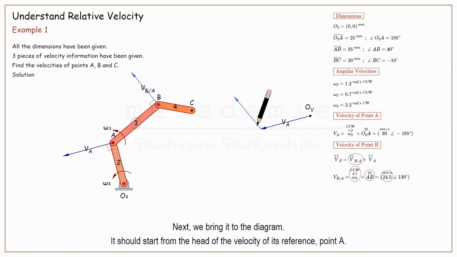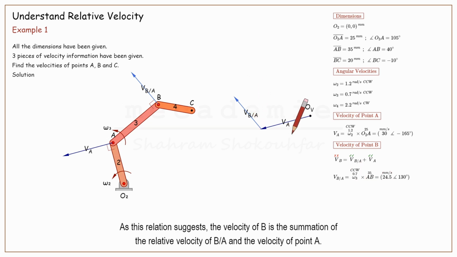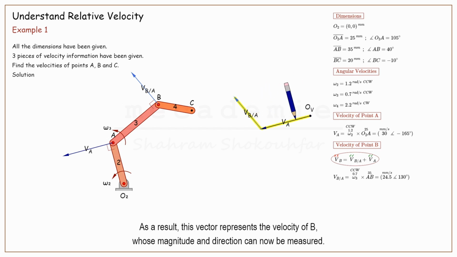Next, we bring it to the diagram. It should start from the head of the velocity of its reference, point A. As this relation suggests, the velocity of B is the summation of the relative velocity of B with respect to A and the velocity of point A. As a result, this vector represents the velocity of B, whose magnitude and direction can now be measured.